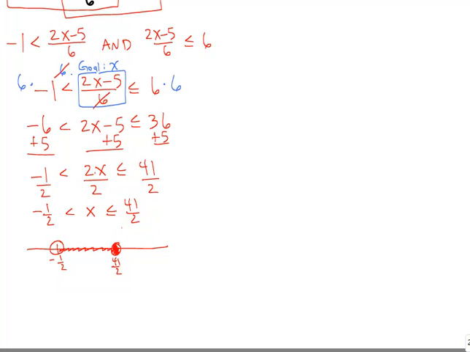For your final interval solution, if you want to write this using interval notation, this starts at negative 1/2 and it goes up to 41/2. Open parentheses around the negative 1/2 because of the open circle, bracket around the 41/2 because of the closed circle. And here's our final solution. Typically, triple inequalities will always give you an interval that starts and stops at specific endpoints. It gives you this sort of middle interval in between.